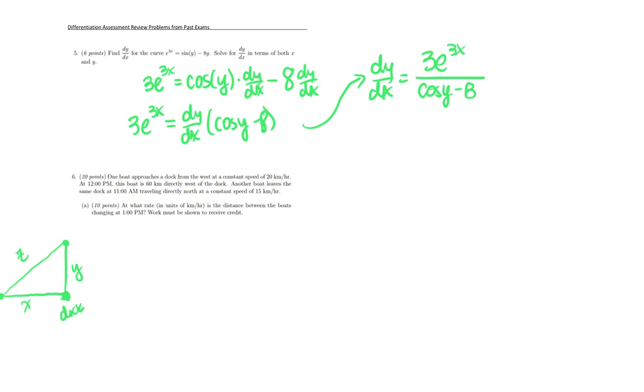Okay, so I know that those are my changing quantities. This is boat 1, this is boat 2, and the distance from boat 1 to the dock is x, the distance from boat 2 to the dock is y, and the distance between the boats is z. Those are all quantities that are changing as these boats are moving. So what I want to do is relate the different rates that are there.